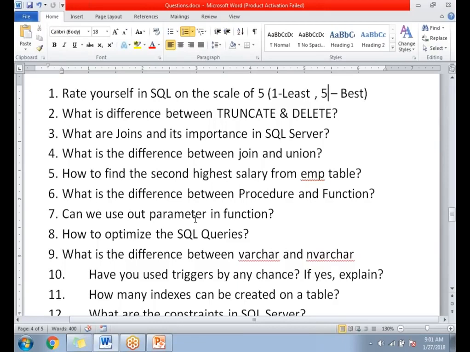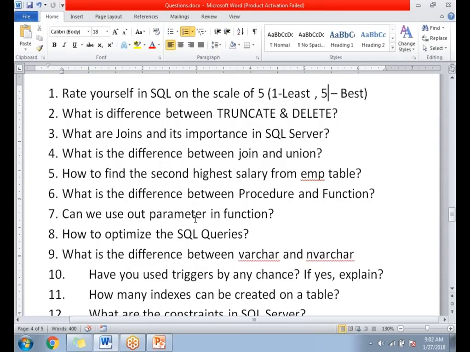If there were no joins in SQL Server, the concept would be different, and it would be very tricky to get the data from multiple tables. The importance here is that joins help us combine the tables based on conditions, based on the columns. Based on the conditions, you can select the list of columns which you require.